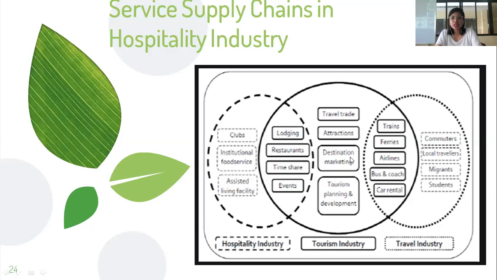Okay, and then upon reaching the place, what are the other facilities or recreational facilities that might add to their satisfaction? So we have the tourism industry, we have the travel trade, the attractions, the destination marketing, the tourism planning, and development. So as you can see, these three major hospitality industries, the food and lodging industry, the tourism, and the travel industry, all encompass each other and need each other in order to give a better, quality service and products to guests with the help of a well-managed supply chain.